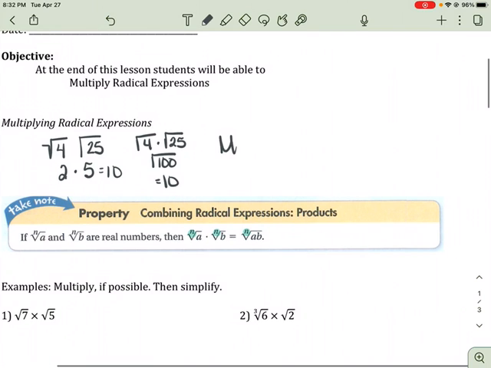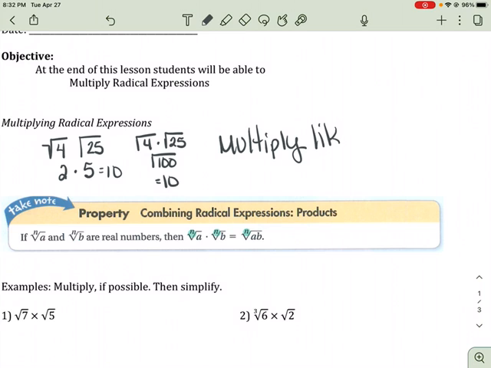We can only multiply like radicals. When I say that, it means square roots with square roots, cube roots with cube roots. I cannot multiply a square root with a cube root. That's not going to work, at least not right now. We'll fix that later on. But right now, we just can't. It's not going to fly. All right, let's see how this is going to work.